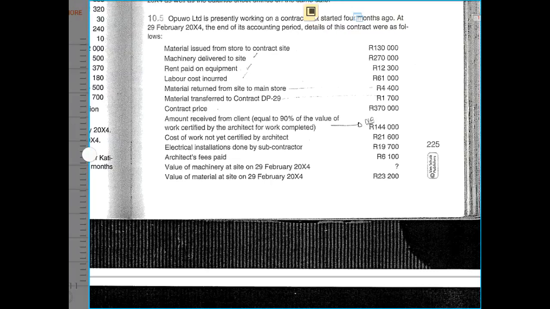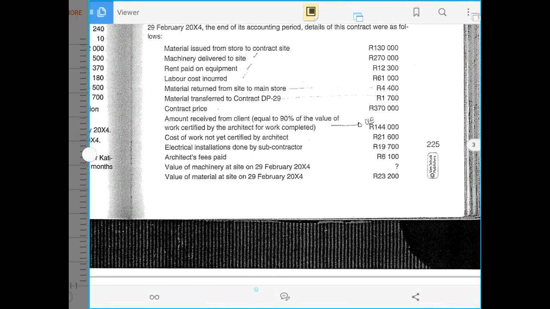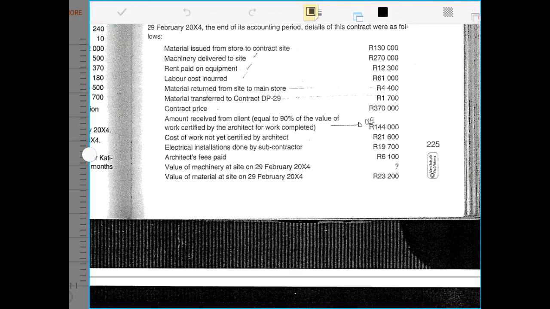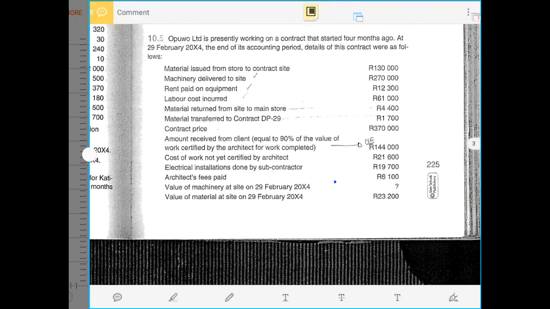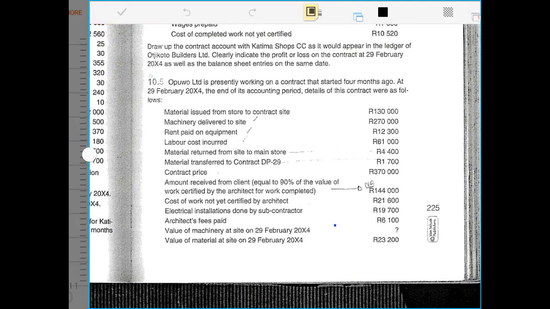Good day, students. Once again, I will be doing another exercise in the chapter of contract costing, which is chapter 10. I will be doing 10.5. It reads as follows. Opuo Ltd is presently working on a contract that started 4 months ago. At 28th of February 2004, the end of its accounting period. Details of this contract were as follows.